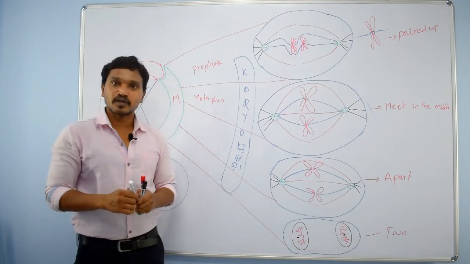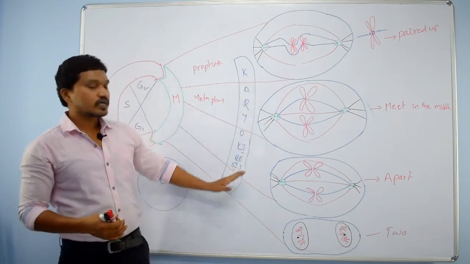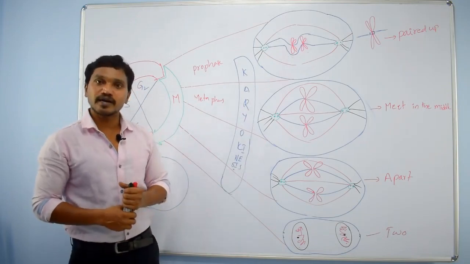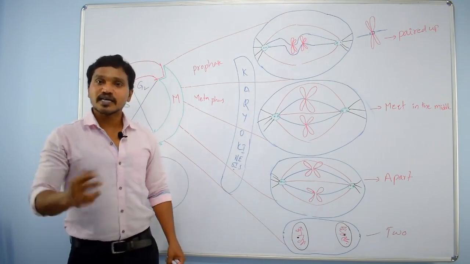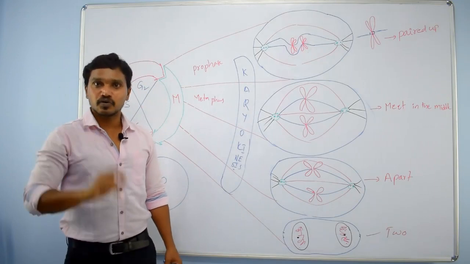Karyokinesis. Right? Clear? Only we could divide the nucleus up to here. Then what should we divide? Cytoplasm also we have to divide. That process what we call cytokinesis. Cytoplasm has to divide into 2.